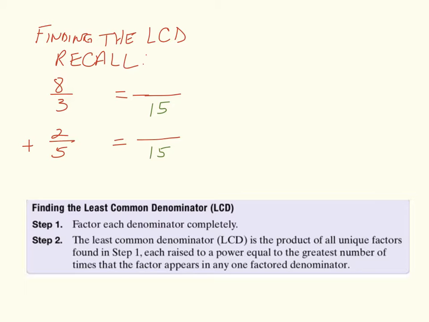Now look at 8 over 3 and 2 over 5. When we find the LCD, we're finding the smallest multiple of each of those denominators. Okay, we're finding the smallest number that is a multiple of both of them. And in the case of 3 and 5, it's pretty easy to see that the smallest number that's a multiple of both of them is 15. So we found the LCD of 15 for both of these.